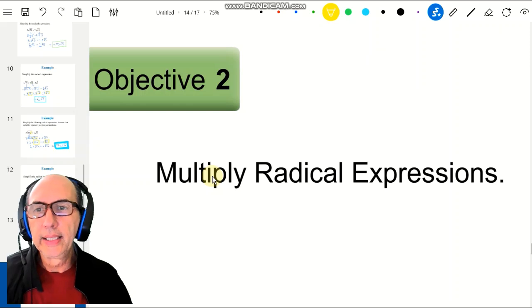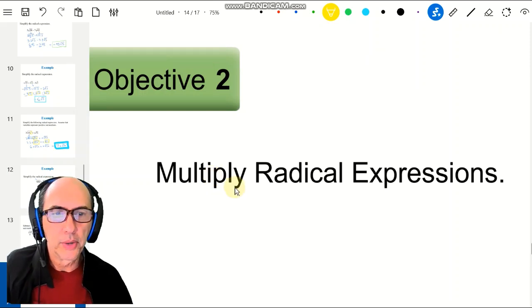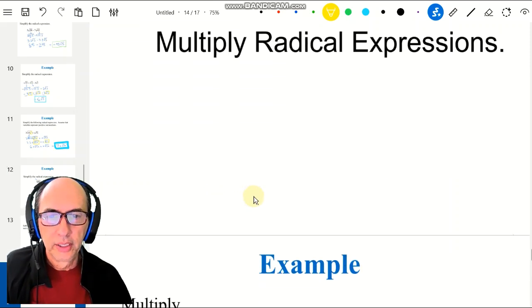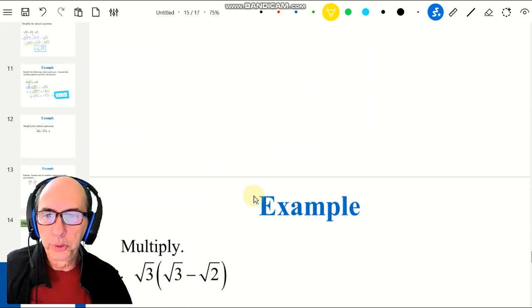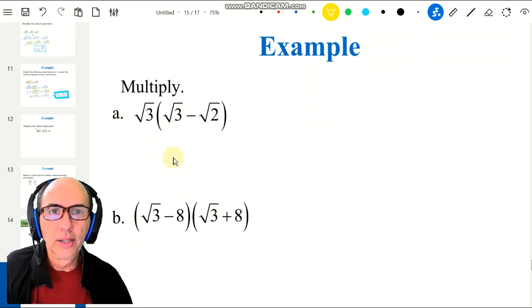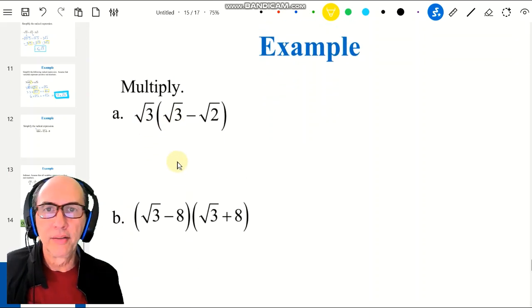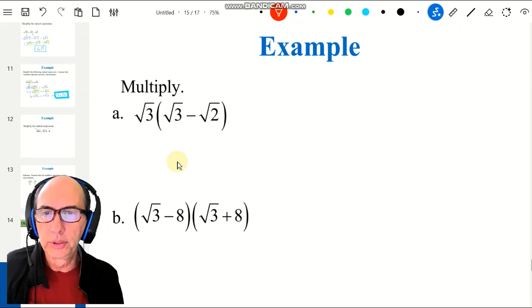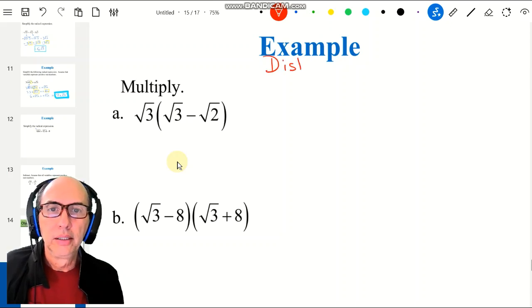All right, next objective, multiplying radical expressions. You know how to multiply a radical times another radical, but now let's see what happens if we have multiplication with 2 radicals, 3 radicals added or subtracted, and we will basically have to use a property, distributive property, right?